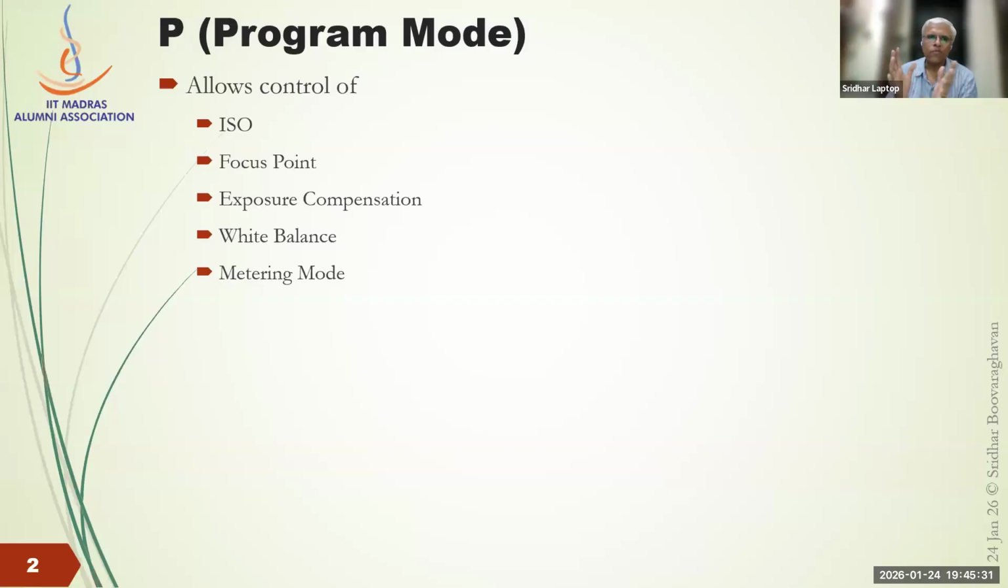Okay, so what do you get when you go to the program mode? In the fully auto mode, the camera decides the exposure, which means it decides the three components of the exposure, which are the aperture, the ISO, and the shutter. But when you go to the program mode, you get back control of all these things. Mainly, you get the control of ISO. I don't use it too much for ISO. When I'm in program mode, I usually use it for the second and the third things, which is I can control the focus point.